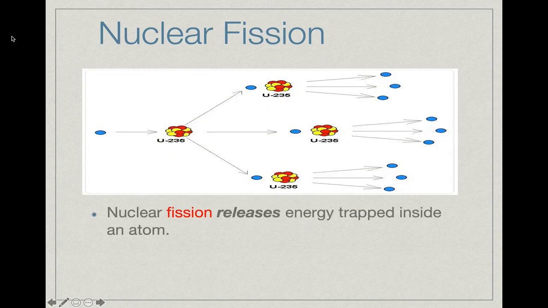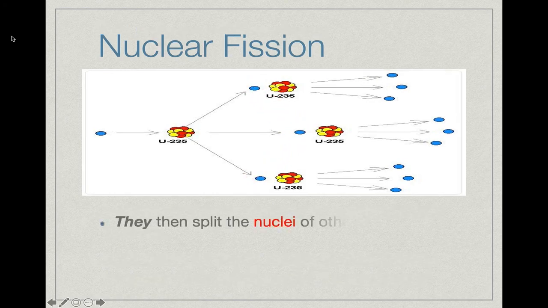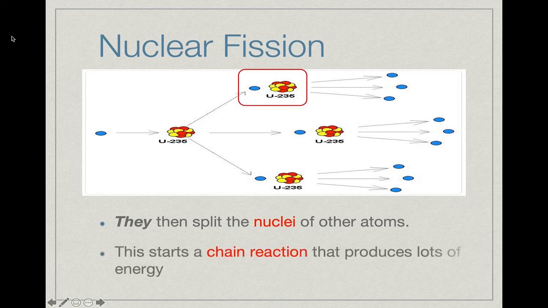In nuclear fission, we release the energy that's trapped inside this atom. And fission, the word itself, means to split. So when the nucleus of an atom is split, neutrons inside that atom are released. When those are released, they hit atoms nearby. They then split the nuclei of other atoms. And this starts what's called a chain reaction. So it continues over and over again. That produces a lot of energy. A lot of neutrons are now flying out, hitting more and more particles.